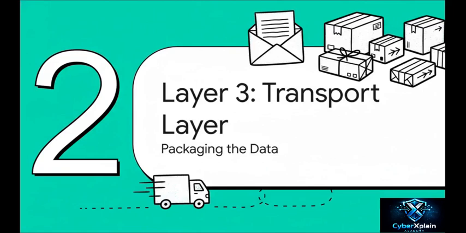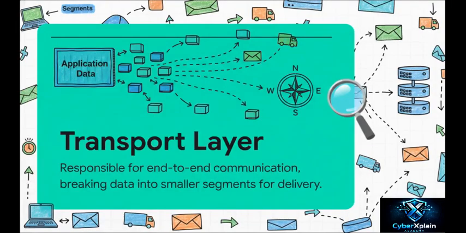All right, next up we have layer 3, the transport layer. So, your letter is written, but you can't just send a bunch of loose pages through the mail, right? It's time to package it up and get it ready for shipping. The transport layer is basically the logistics department. It takes all that data from the application layer, chops it up into smaller, more manageable pieces called segments, and then decides the best way to ship them. It's all about making sure that data gets from your device to the server and back again reliably.